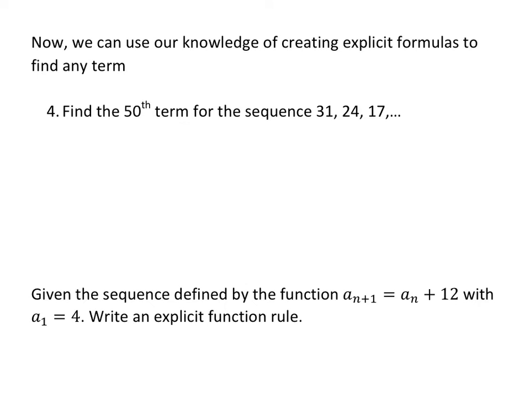So let's see if we have an arithmetic sequence. To go from 31 to 24, what do we do? Subtract 7. To go from 24 to 17, we subtract 7. So we do have an arithmetic sequence. So we know we can use the explicit formula a sub n equals a1 plus, I keep on writing that wrong, d times n minus 1.